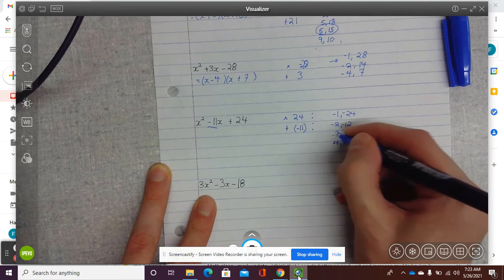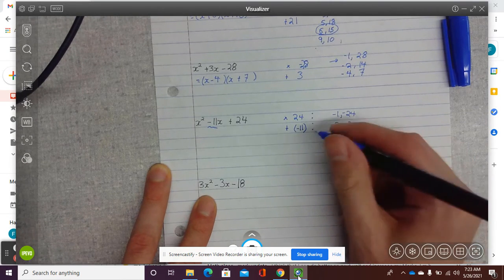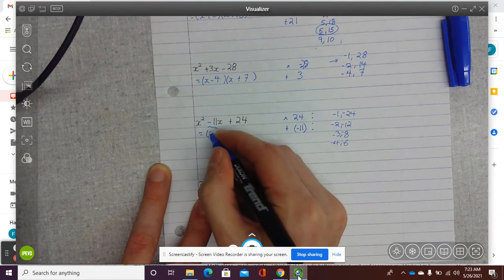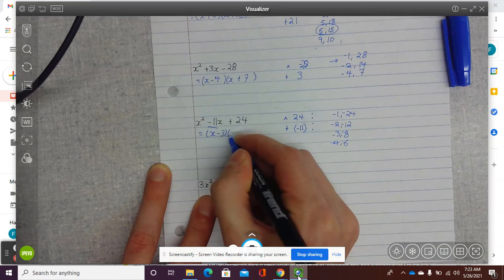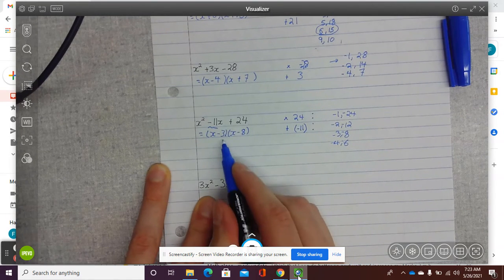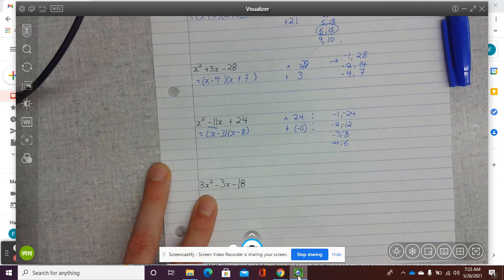I can add all my negative signs, and now I'm just looking to see which of these four add up to negative 11. So negative 3 subtract 8 is negative 11. You're welcome to, of course, double check things with a calculator. And you can tell that when I expand, when I do my last step, it'll be negative 3 times negative 8, and that's where the positive 24 comes from.